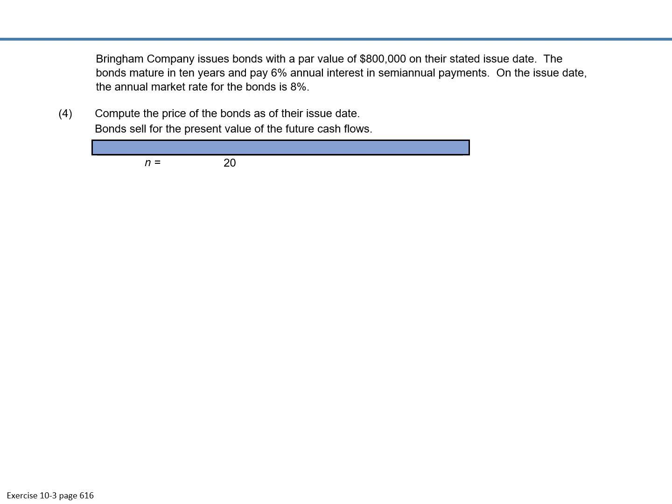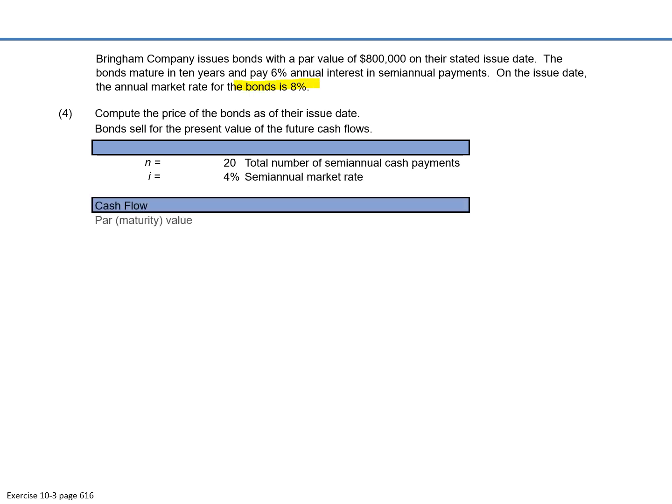We do that using a table, but we need to know what N is and what little i is. N is the number of payments, so that's 20, semi-annual, 10 years, right? i is the interest rate, the market interest rate, because we're trying to figure out what they're selling for. So the market interest rate is 4% on a semi-annual basis, 8% on an annual basis. They tell us that right here. So we have to find the present value of the $800,000 now, and the present value of the stream of interest payments over the 10-year term.